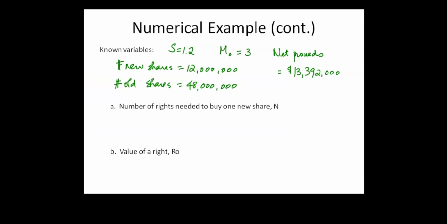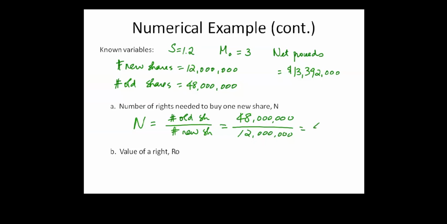So for question A, we're asked to calculate the number of rights needed to buy one new share, which is denoted as N. So using the formula for N, which is equal to number of O shares divided by number of new shares, we get number of O shares 48 million. Number of new shares is 12 million. That gives us 4.